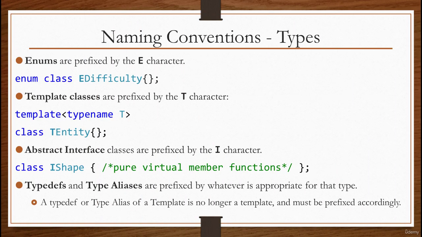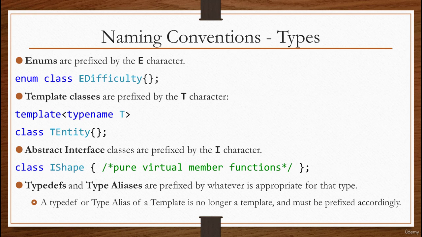And then template classes are prefixed by the T character. We have some templated entity class, and because it's templated, I will prefix the entity identifier with the uppercase T character. Then abstract interface classes are prefixed by the uppercase I character. Again, we are using Pascal case with types, so class IShape.